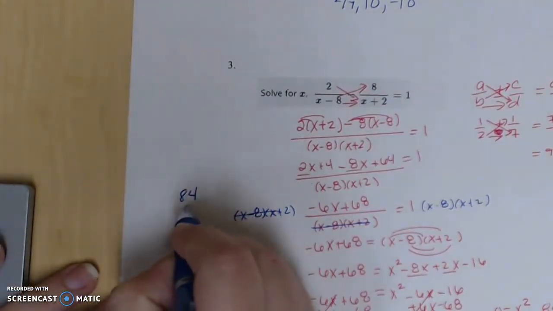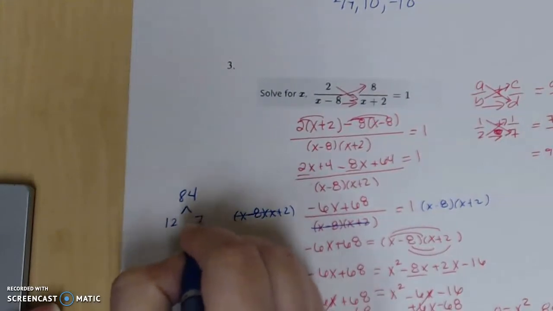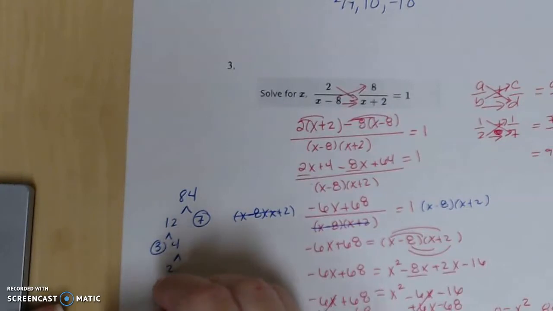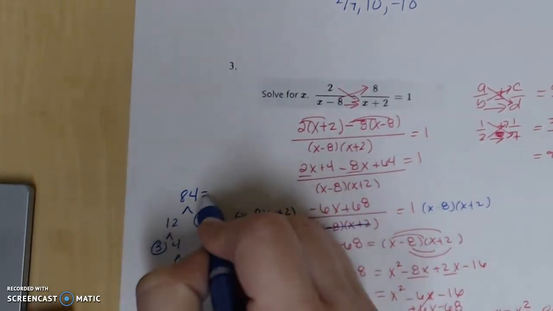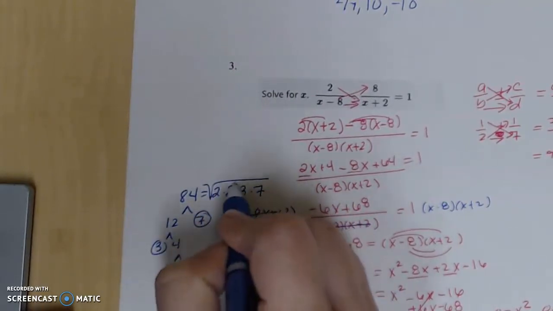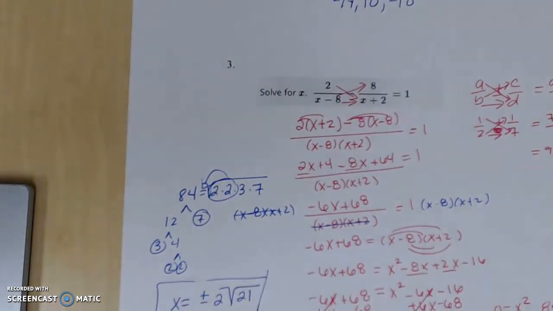I'm going to take 84 and break it down. I'm thinking, okay, what will multiply to give me 84? And so this gives me 12 and 7. 7 is prime. Break this down. And so this would be equivalent to 2 times 2 times 3 times 7. So if we're taking square root, we can pull this out front, giving us a final answer of x equal to plus or minus 2 square roots of 3 times 7, which is 21. So this would be my final answer.